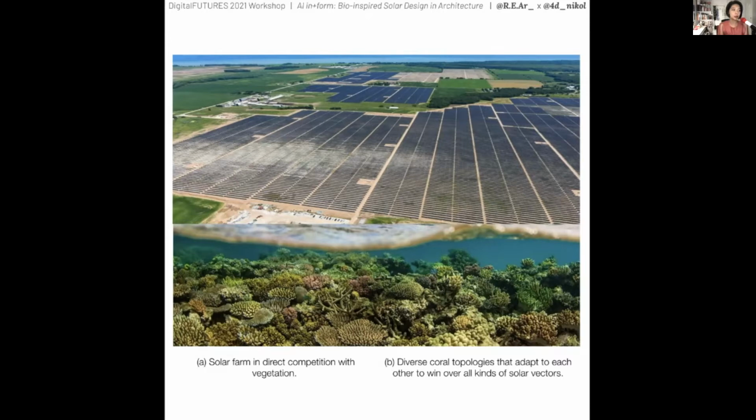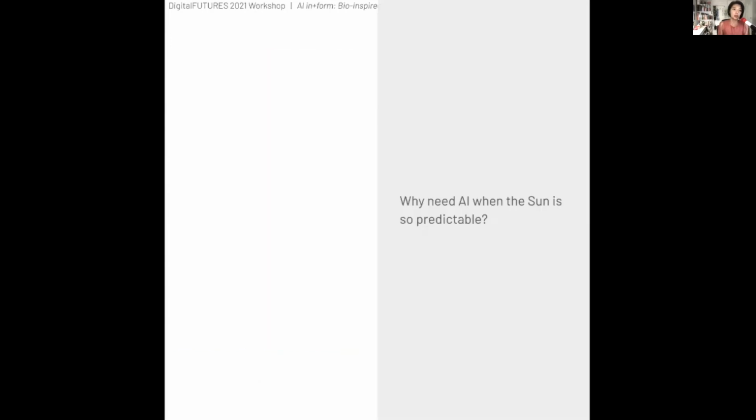Also, if we look into nature, you can see that, for instance, corals each develop a different topology while adapting to each other to win over all kinds of solar factors, because the sun is not static. So our design also shouldn't be static, but as opposed to using motors or other systems that actually consume more electricity, can we overcome this problem through design? So yes, our interest is in diversifying solar design, so more options for more different users.